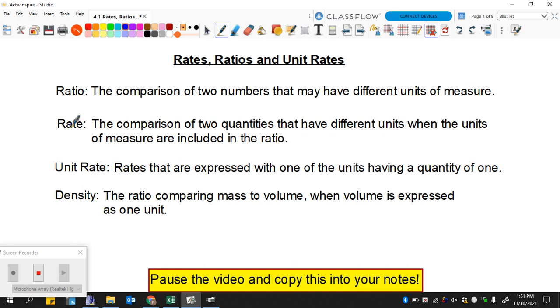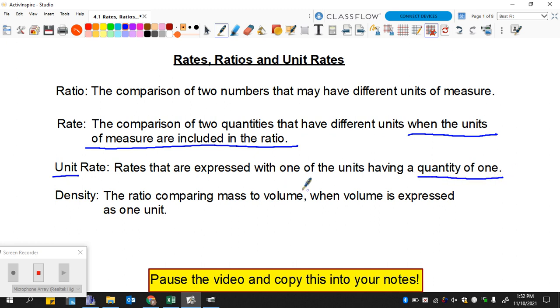The rate, then, is the comparison of those two quantities that have different units when the units are included. Okay, so the units of measure are included. That's the difference, and the only difference between a ratio and a rate. The rate includes the units of measure. A unit rate is a rate that is expressed with one of the units, and it's usually the denominator, the rate on the bottom, that has a quantity of 1.